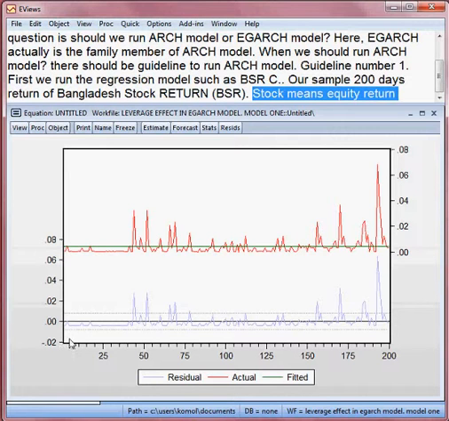200 days. So this point is day 1, and this point is day 2. And all these things are the residuals, right? Now from day 1 until around day 40, the fluctuation is very small. That means volatility of the residual is very small, meaning that a period of low volatility is followed by another period of low volatility for a prolonged period, 40 days continuously.